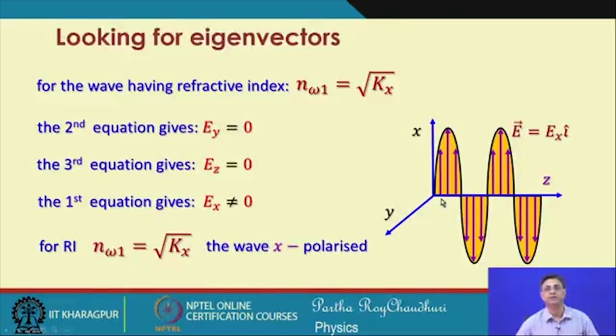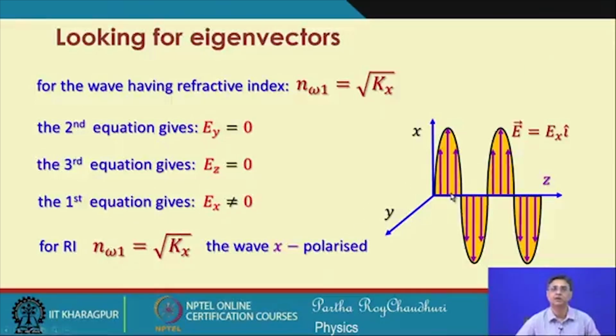for a wave which is travelling along the z direction, the refractive index seen by this wave is due to the electric field which is along the x direction, and the value of the refractive index is due to the permittivity value of the medium along the x direction. So, the second equation gives E y equal to 0, the third equation gives E z equal to 0, and the first equation gives E x not equal to 0.